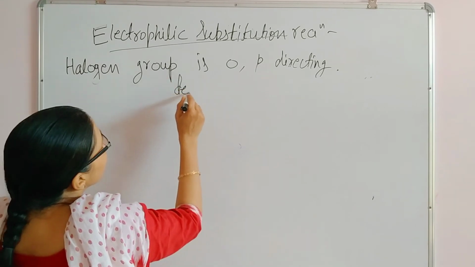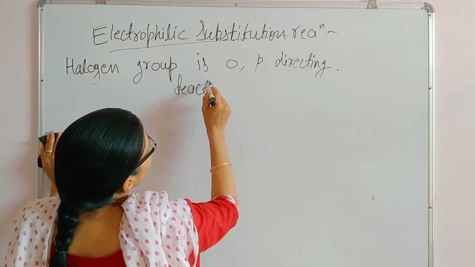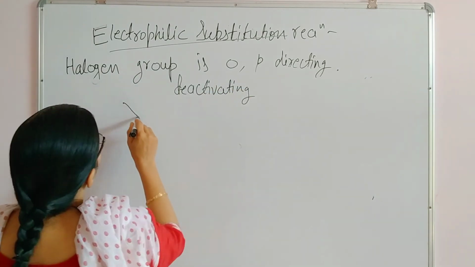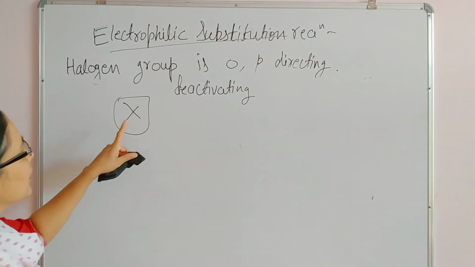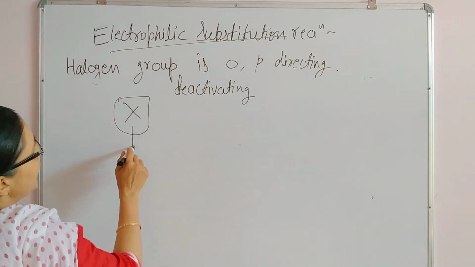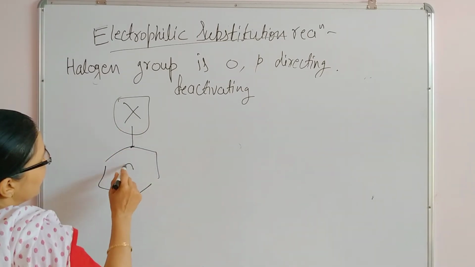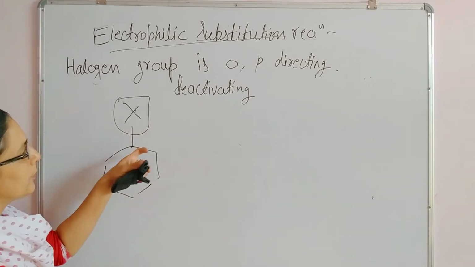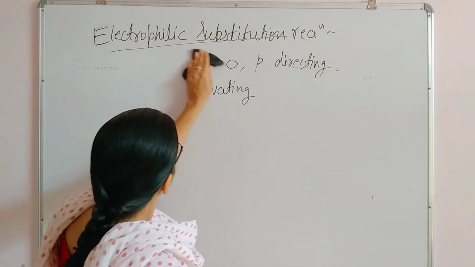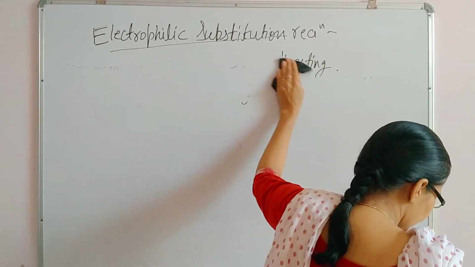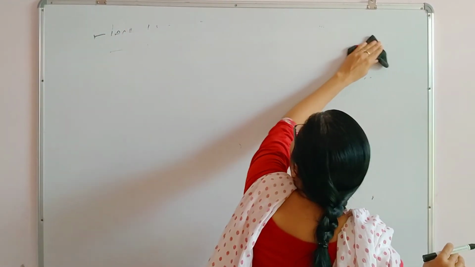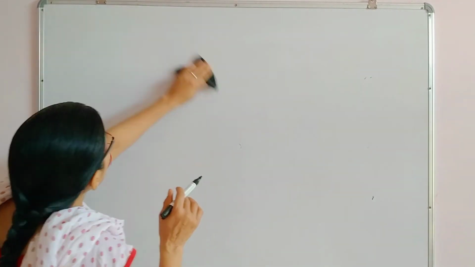And deactivating group. Why deactivating group? Because of halogen's electronegativity. It is highly electronegative, so it will attract the electron density of ring and make the ring deactivate. Now next in the row is some more reaction apart from electrophilic substitution reaction.